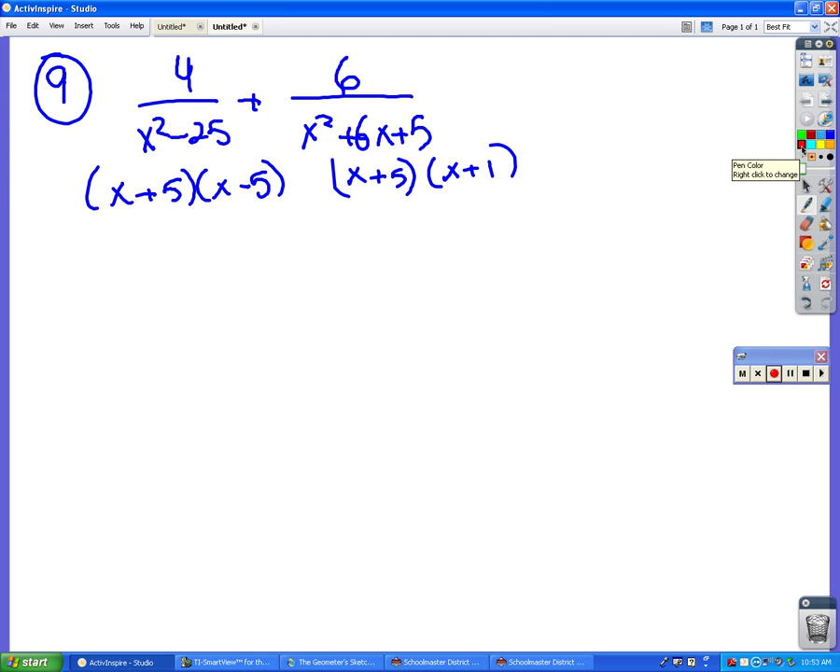So I need an x plus 1 over here, which means an x plus 1 right there. And an x minus 5 here, which means I have an x minus 5 there. Okay?